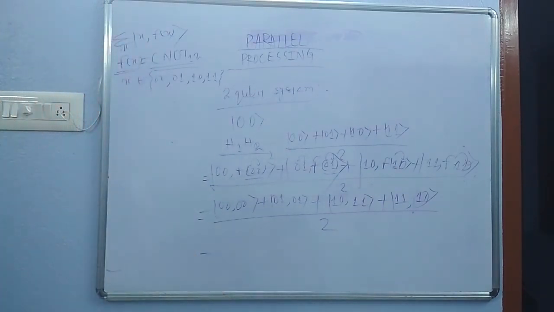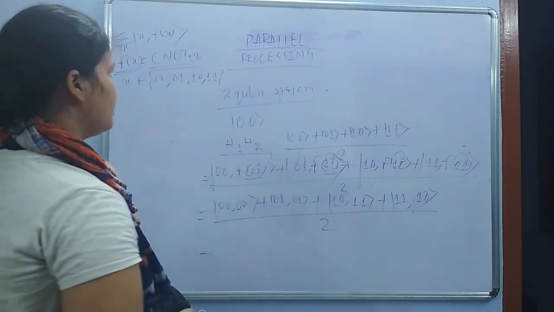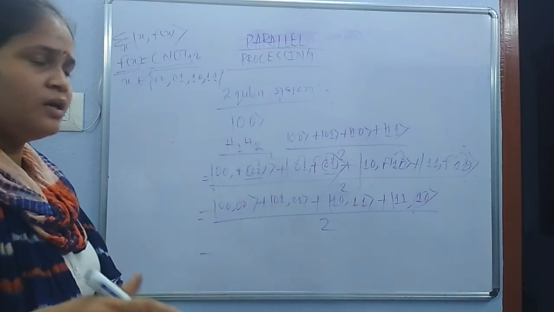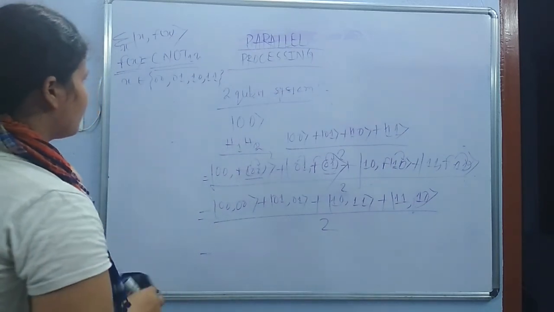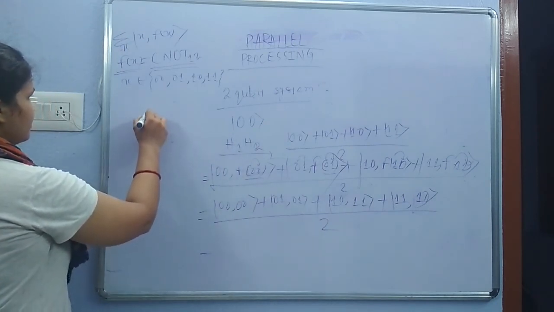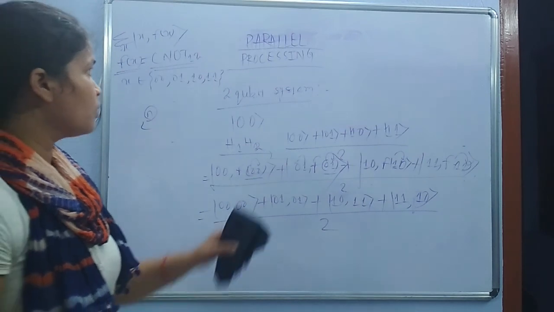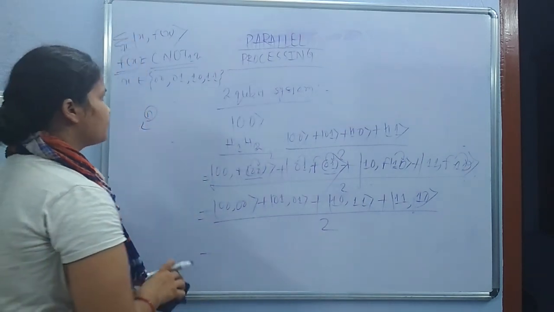This is the realization of parallel processing on a 2-qubit system. Similarly, we can realize parallel processing on different qubit systems, such as 4-qubit systems, and the formula we know is 2 to the power n, where n is the number of qubits. So that's all about parallel processing on different qubit systems.